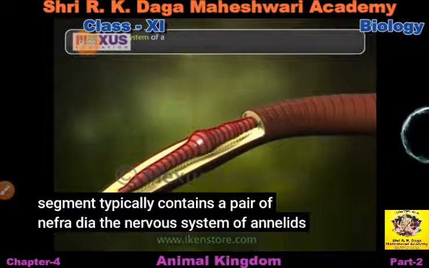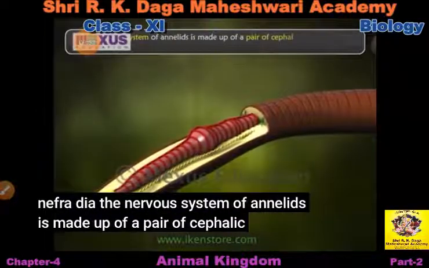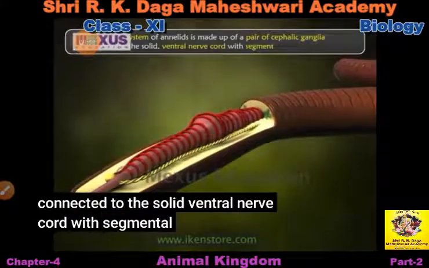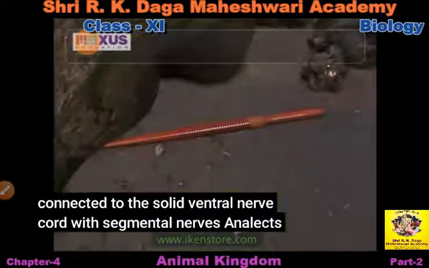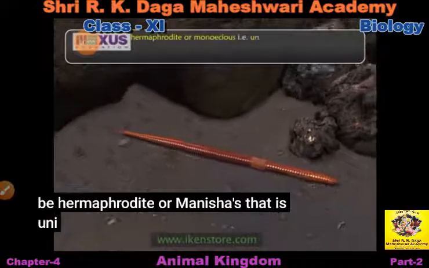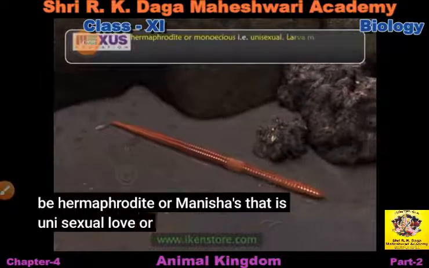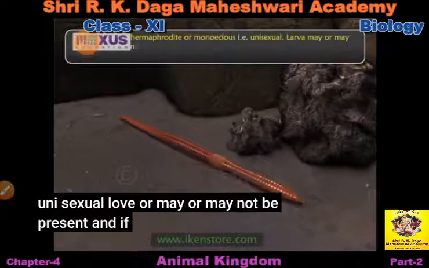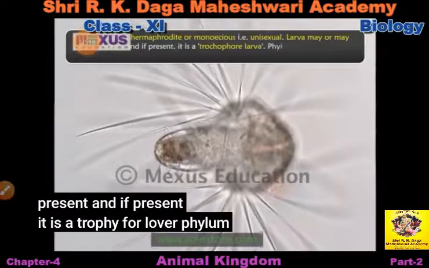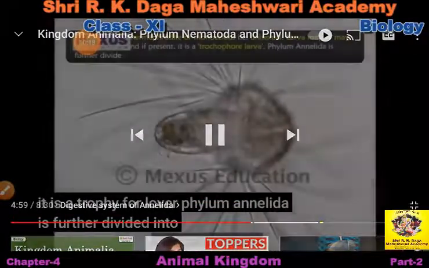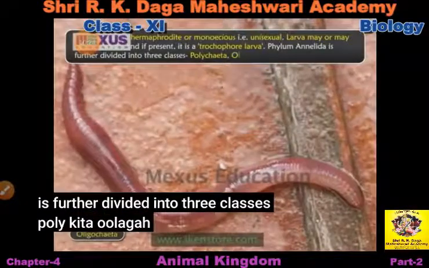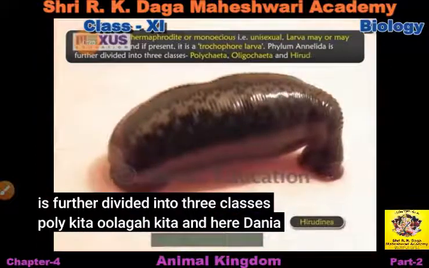The nervous system of annelids is made up of a pair of cephalic ganglia connected to the solid ventral nerve cord with segmental nerves. Annelids can be hermaphrodite or monoecious, that is, unisexual. Larva may or may not be present, and if present, it is a trochophore larva. Phylum Annelida is further divided into three classes: Polychaeta, Oligochaeta, and Hirudinea.